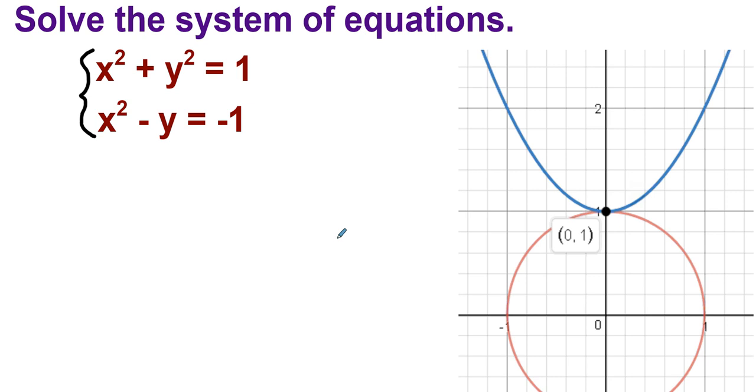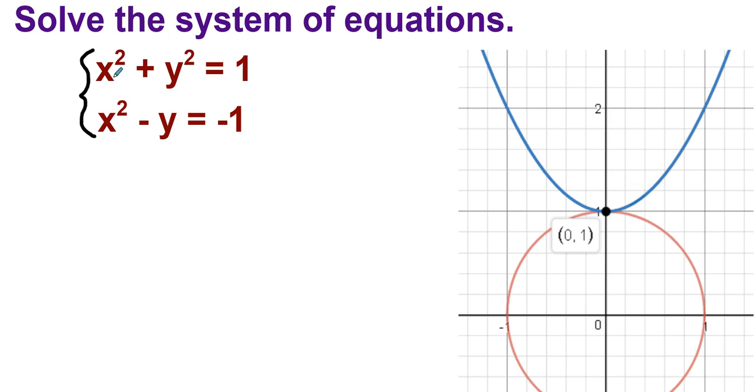Well, if I want to use substitution, I would have to solve for a variable first in order to substitute it into the other equation. I don't want to have to do that, because if I use elimination, I already have an x squared and an x squared. There's no other x's in here. I can eliminate those x squareds.